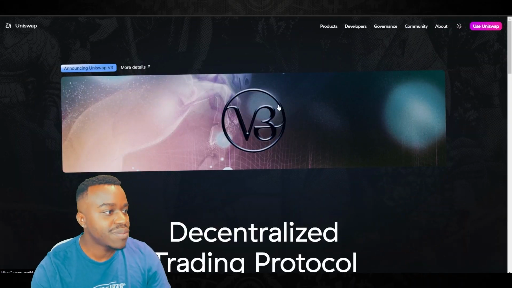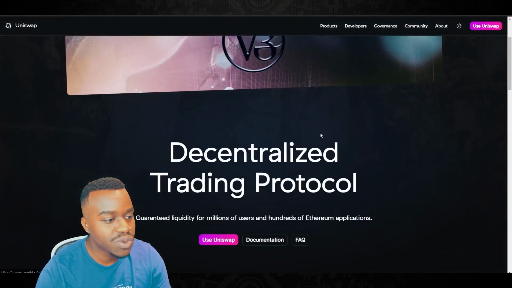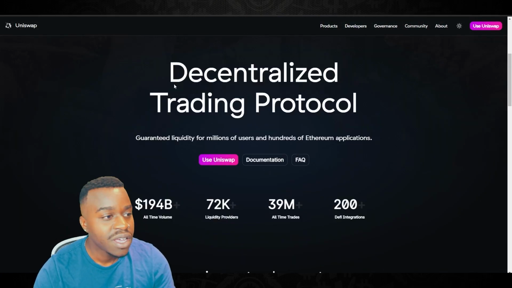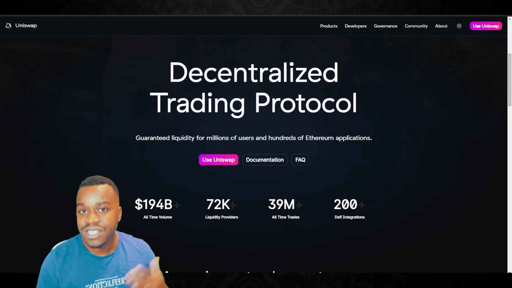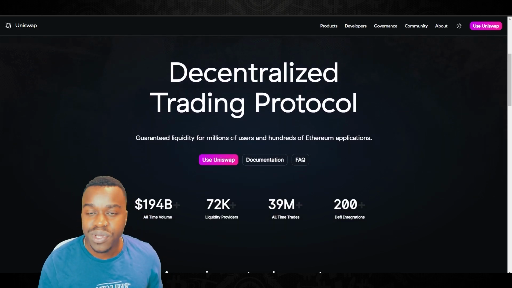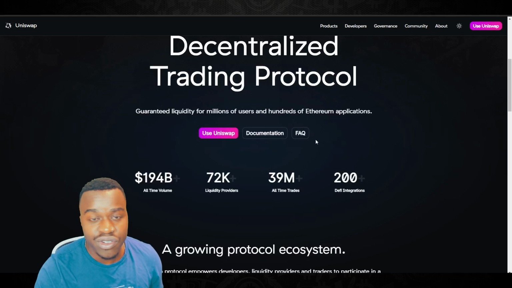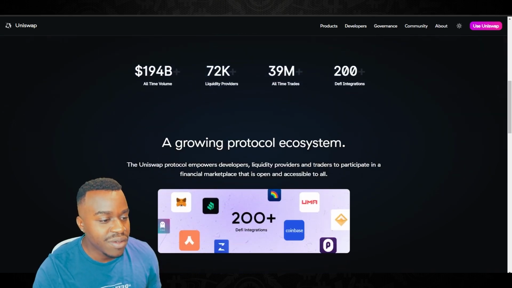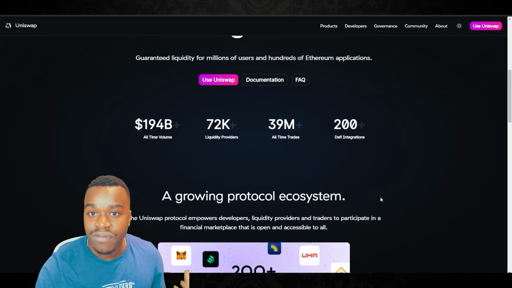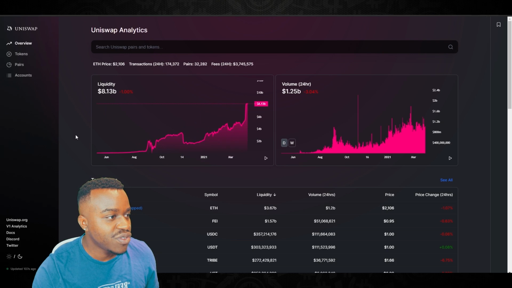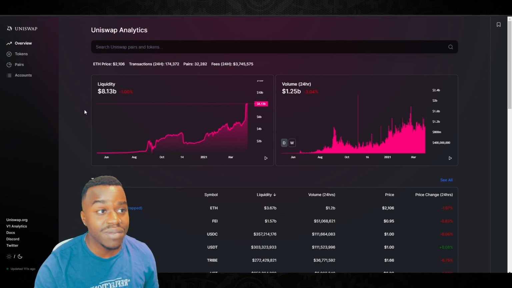Let's have a look here on Uniswap's website for a potential new update. For those of you who don't know, actually, Uniswap is a decentralized trading protocol, basically a decentralized exchange that is built on Ethereum. It's been a game changer for crypto and Ethereum, and also for DeFi, which is more than likely going to become the future of finance. Nice, simple user interface. Shows you how much liquidity right now there is, $8.13 billion.